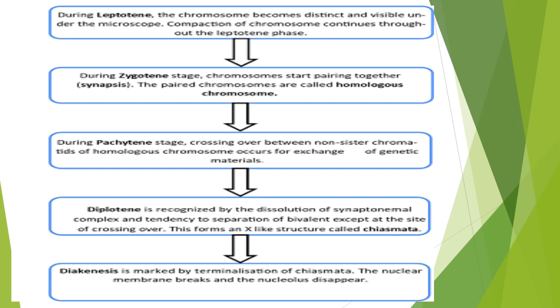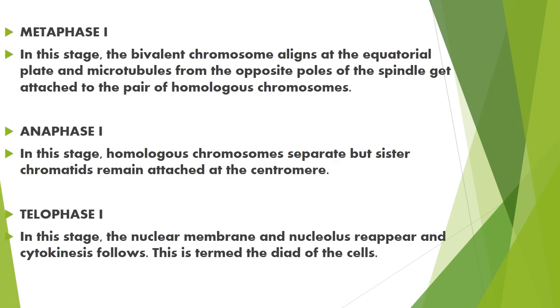Third one is pachytene. Crossing over takes place between 2 non-sister chromatids of homologous chromosomes for exchange of genetic material. Diplotene is recognized by the dissolution of the synaptonemal complex and a tendency toward separation of the bivalents except at the sites of crossing over. This forms an X-like structure called chiasmata. Diakinesis is marked by terminalization of chiasmata. The nuclear membrane breaks and the nucleolus disappears.